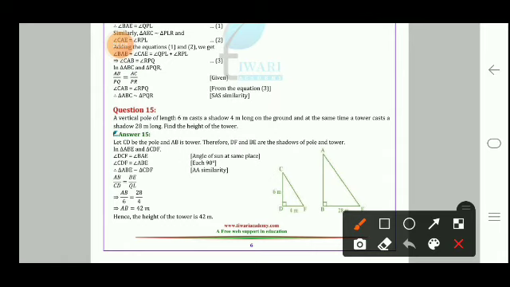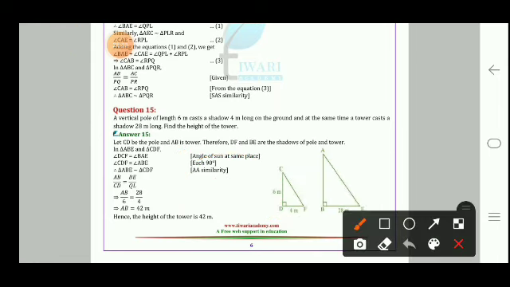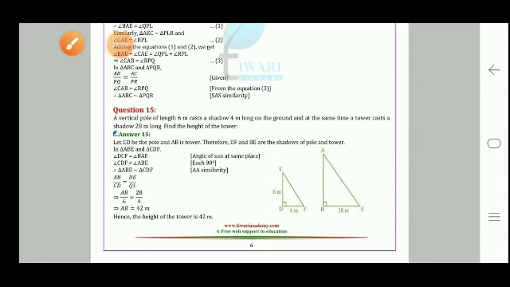So in triangle ABE and triangle CDF, angle DCF is equal to angle BAE, as it is the angle of the sun at the same place, and angle CDF and angle ABE are 90 degrees each. So by angle similarity, both the triangles are similar. When both the triangles are similar, we have AB over CD is equal to BE over DF. Putting the values here, we get CD is equal to 42 meters. So the height of the tower is 42 meters.